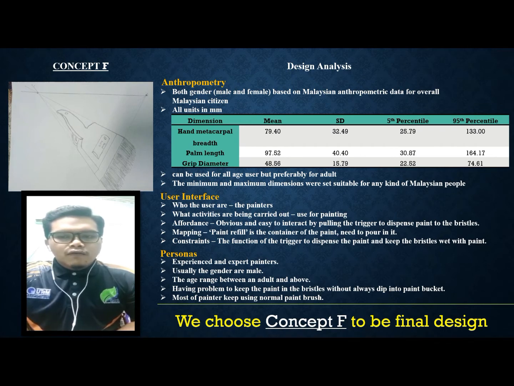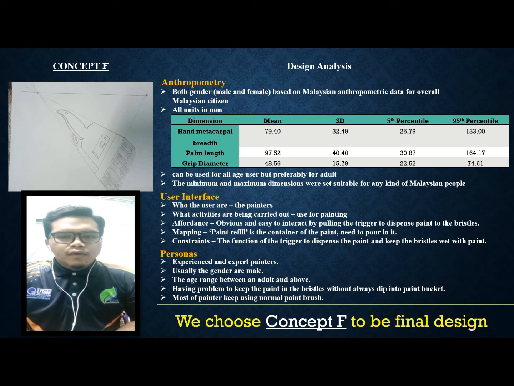The affordance of this concept design is obvious and easy to interact with by pulling the trigger to dispense paint to the bristles, while the mapping of it, which is the label paint refill, is the container of the paint that needs to be poured in. Also, the constraint is the function of the trigger to dispense the paint and keep the bristles wet with paint.